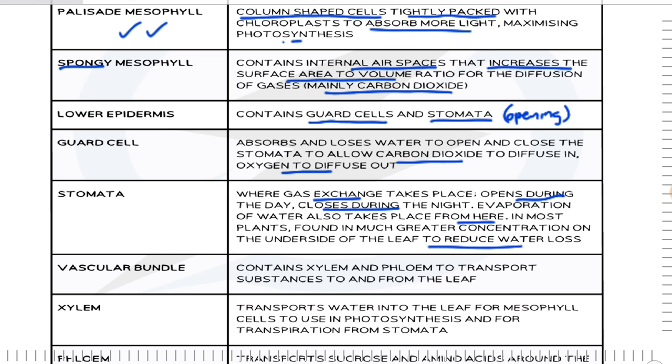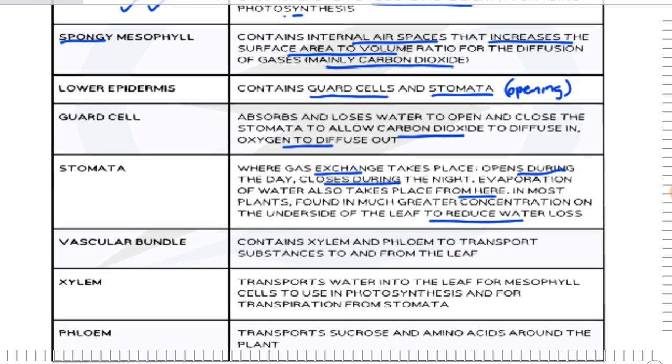So these stomata are not found much on the upper side of the leaf, but we mostly find them under the leaf. And the reason why they are under the leaf is to reduce water loss, because when they are open, they cause water to escape.